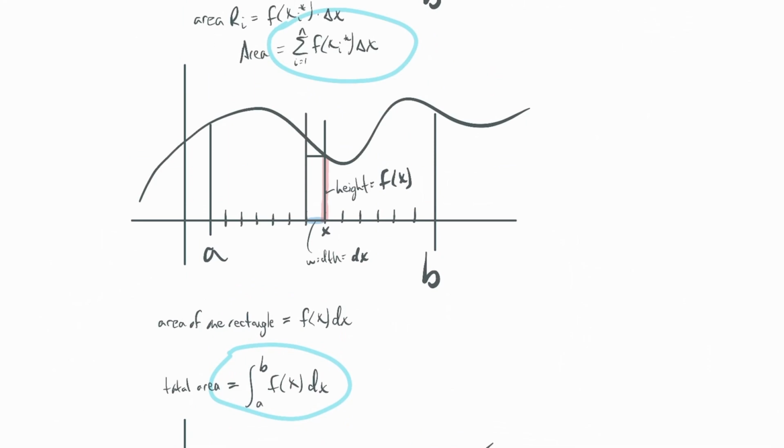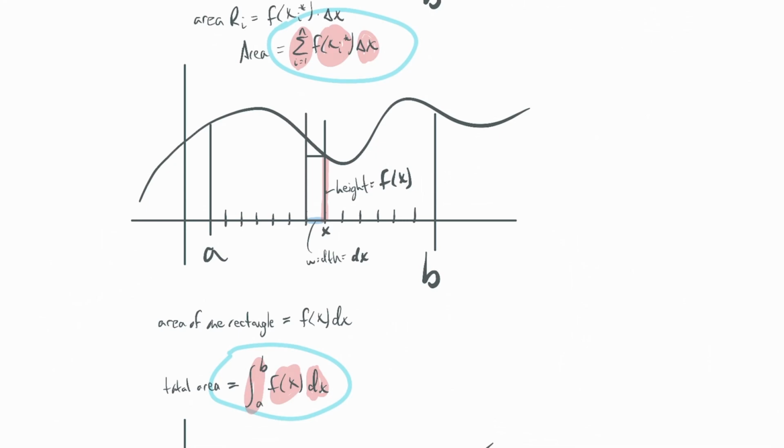You know, the summation symbol. I know this is kind of zoomed out, but I need to show both. The summation symbol is mirrored with the integration symbol. The f of xi star is mirrored with just f of x. And the delta x is mirrored with dx. Okay, so it's the same arrangement of objects, I guess, if you want.